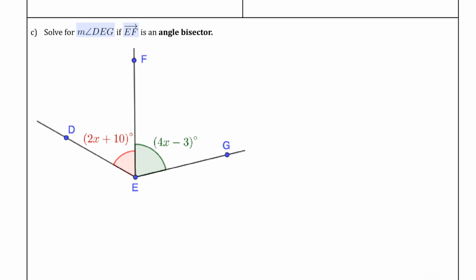All right, last problem for this section. In this one, they want us to solve for the measure of angle DEG if ray EF is an angle bisector. All right, so first thing to notice, as always, is a key word. This word angle bisector means that we have cut the angle into two congruent angles.